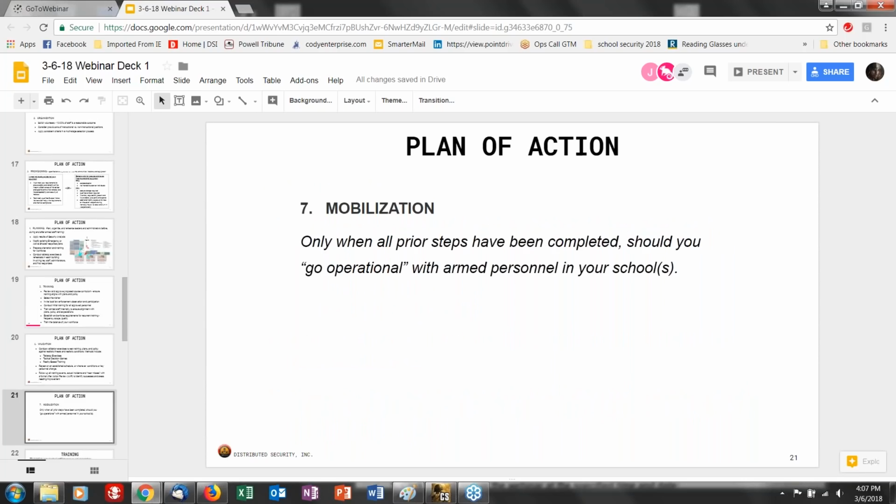And the seventh step is what we call mobilization. It's what some call the initial operational capability. Basically, what we're saying here is you must complete all the prior steps before you authorize your trained personnel to carry firearms in your schools.